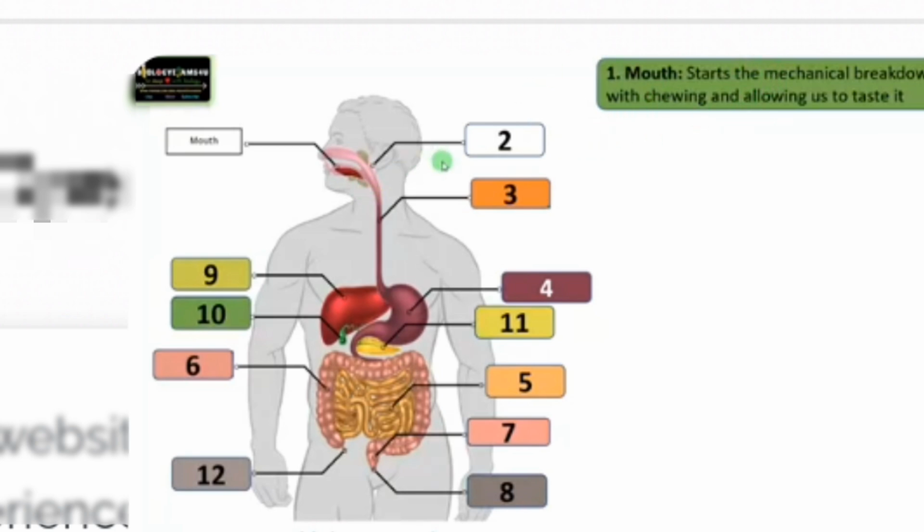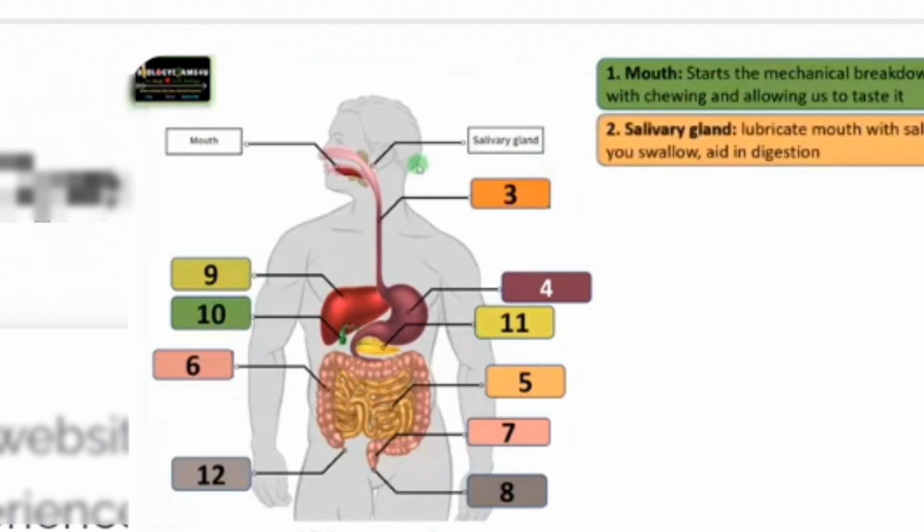The second structure is the salivary glands, and salivary glands lubricate mouth with saliva, helps in swallowing and also helps in digestion. It produces saliva that mixes with the food, that also helps in the breakdown of carbohydrates, also kills harmful bacteria. Then the food moves through this throat, which is also called as pharynx, that pushes the food down into the esophagus, this long tube that transports food from pharynx to the stomach.